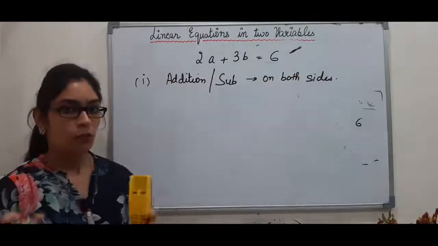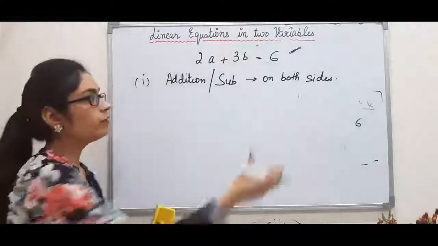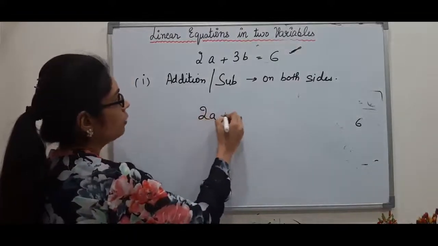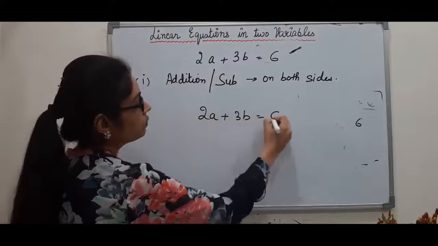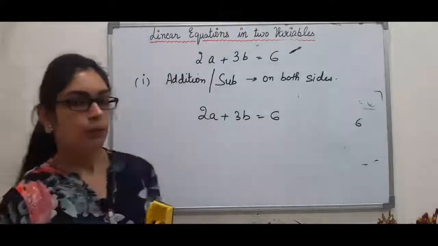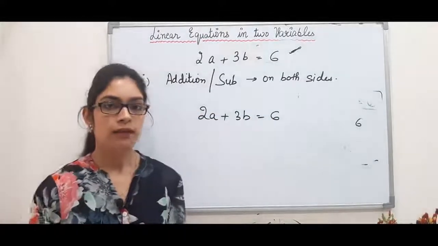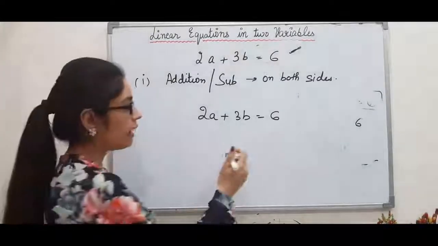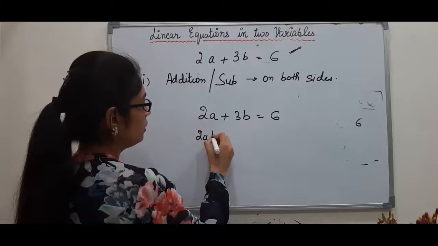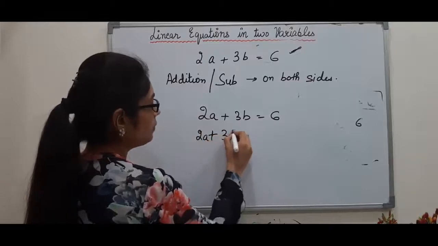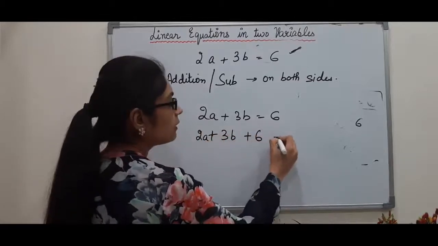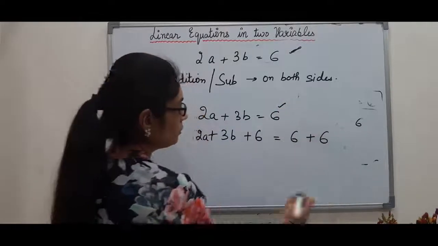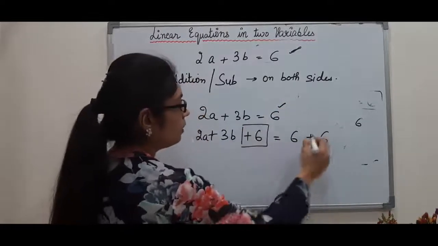Any changes you make should be on both sides of the equation. I have this equation, 2a plus 3b equals 6. Let us suppose I want to add 6 in this equation. If I want to add 6, I have to add it on both the sides: 2a plus 3b plus 6, because this 6 is already there, and this 6 I am adding.